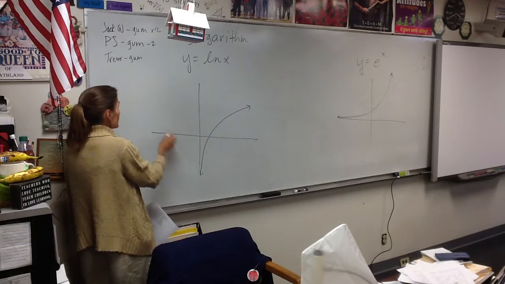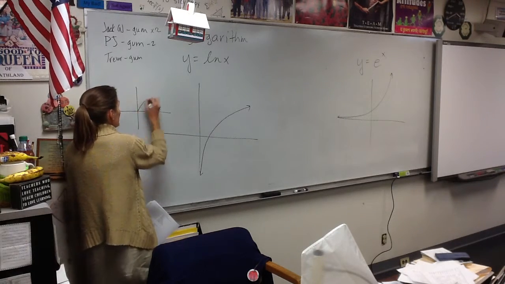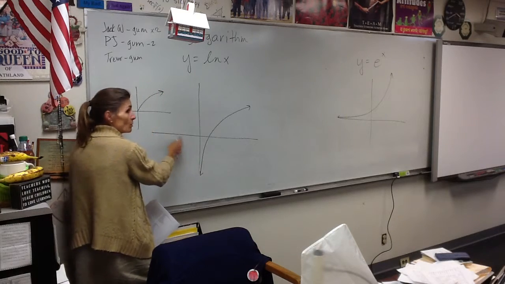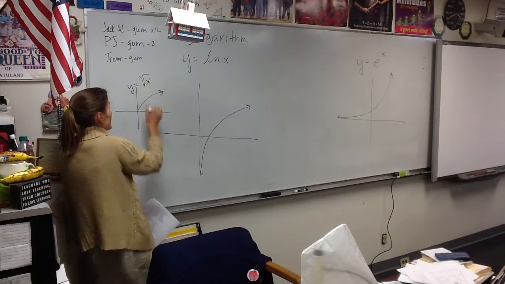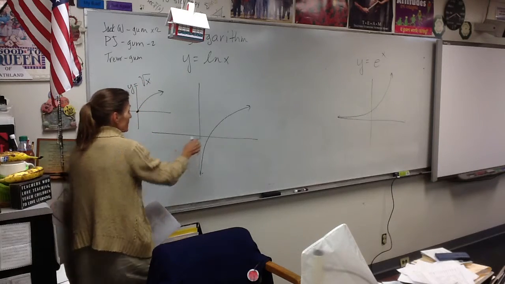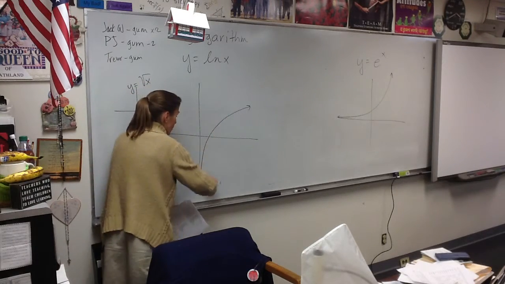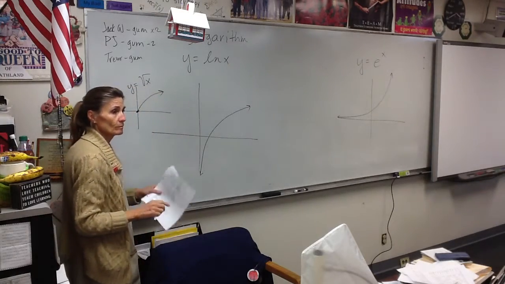Sometimes we get that one confused with this one. Do you see the difference between these two? This is your square root function. It starts at the origin. This is your logarithm function. It goes all the way down. So they're different.